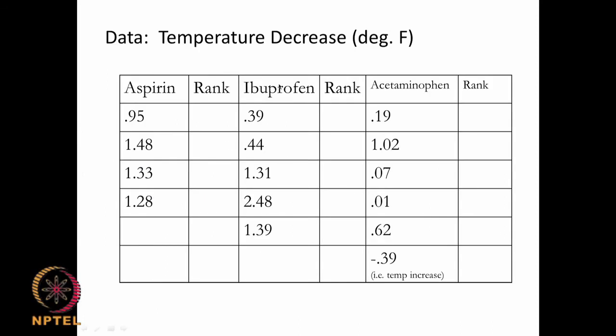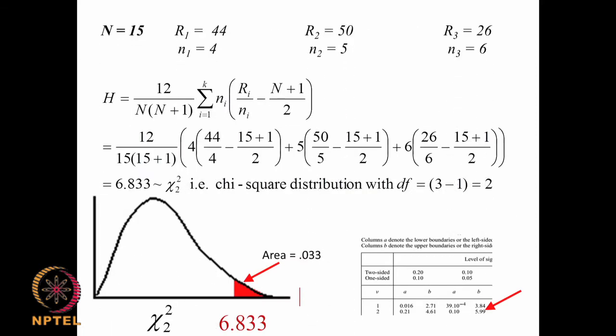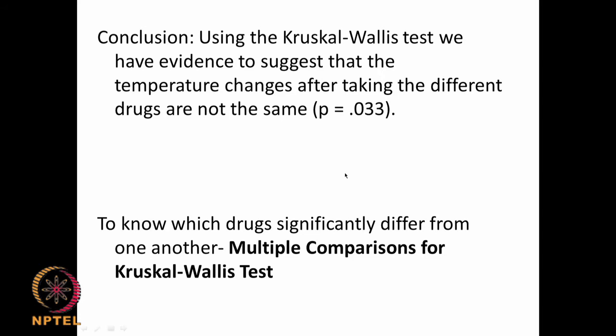Is there a statistically significant difference between these 3 drugs? How do you go about doing that? There is another test: which drugs significantly differ from one another? There is something called multiple comparisons for the Kruskal-Wallis test. From the Kruskal-Wallis test we concluded that there is a statistically significant difference between these 3 drugs, and now how do you find out which drug is statistically different?